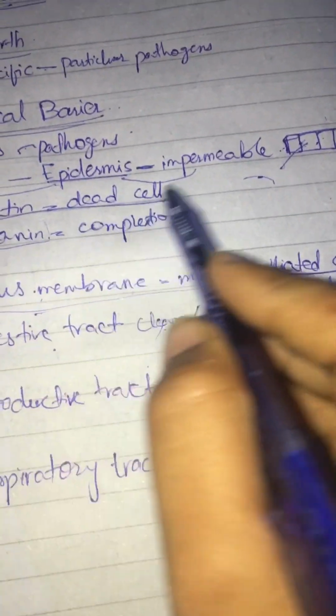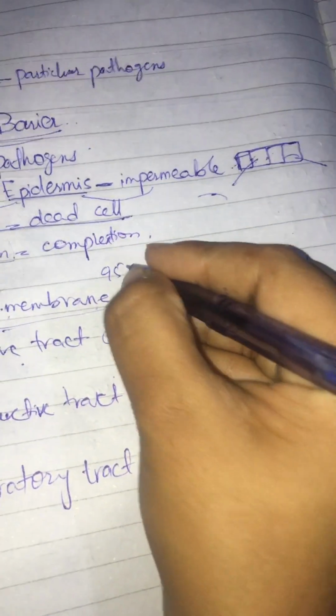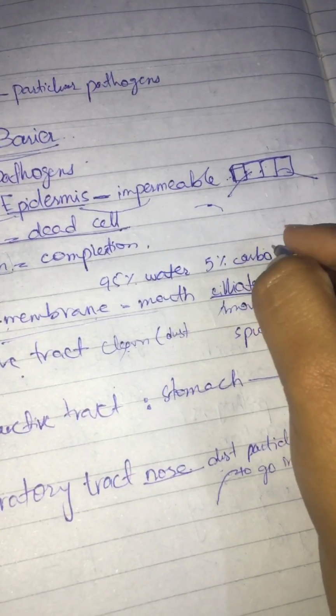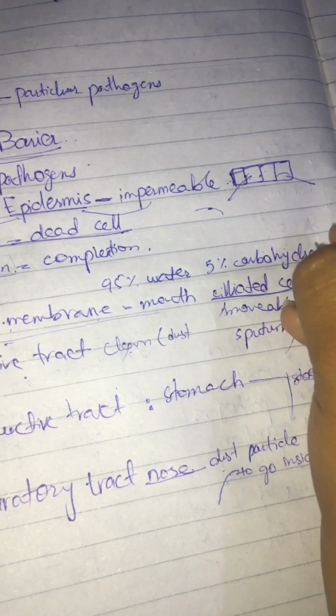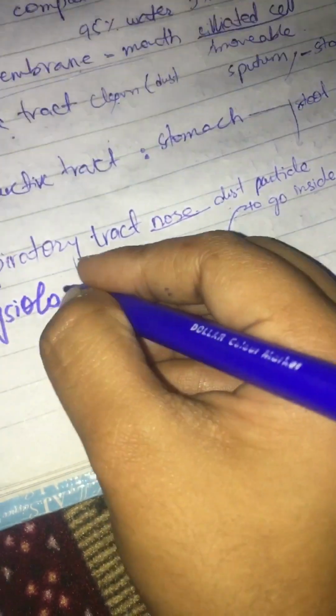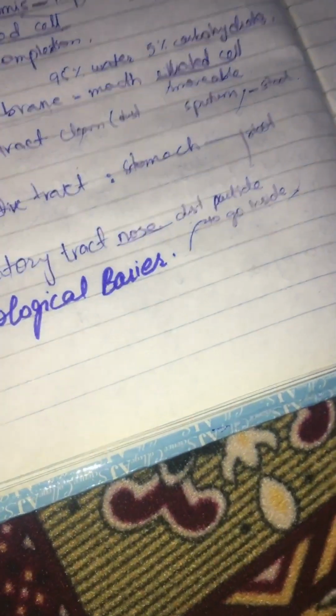An important point is that the mucous membrane releases a sticky substance made up of 95% water, and the other 5% is carbohydrates and some important nutrients. Another barrier is the physiological barrier, which is also known as the biochemical barrier.